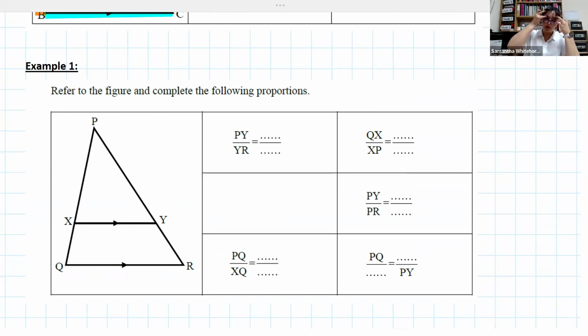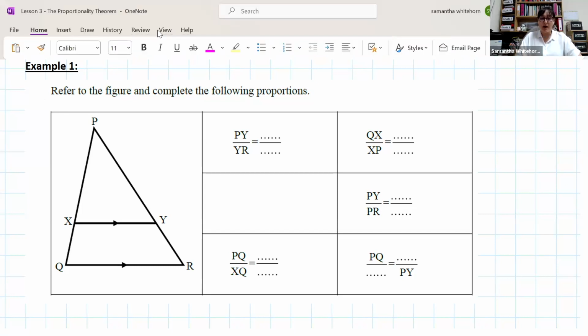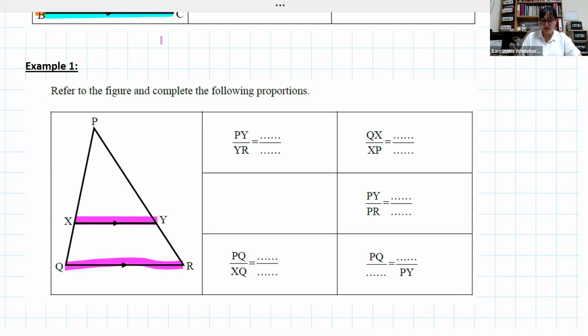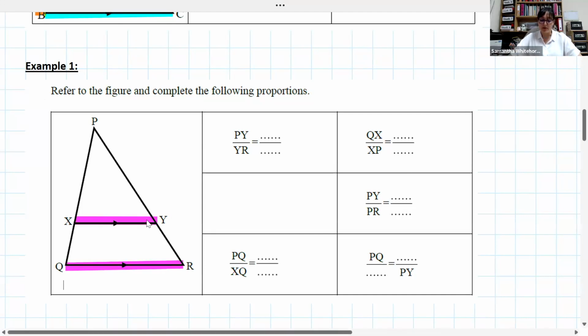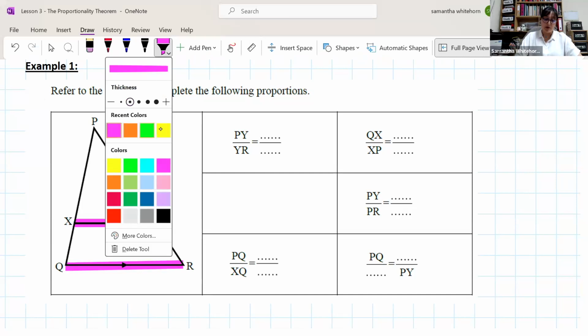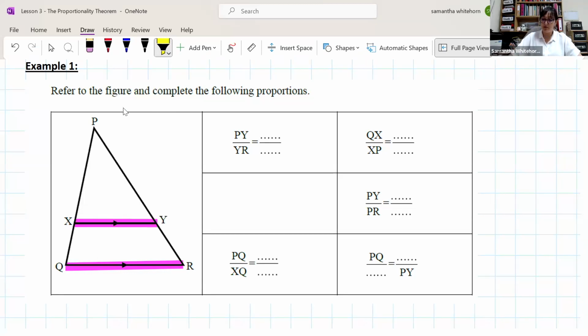So we've been given triangle PQR with a parallel line XY parallel to QR. So because we've got a line drawn parallel to one side of my triangle, I know that the proportion theorem applies here. So they're my parallel lines. You can highlight them if you want to, you do you. We now need to set up some ratios. So I'm going to use colors because this is the way my brain works. If your brain doesn't work like that, that's cool. So we've got PY.